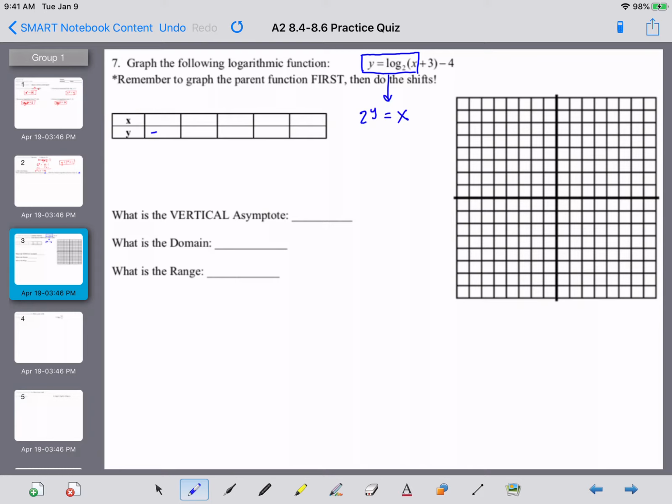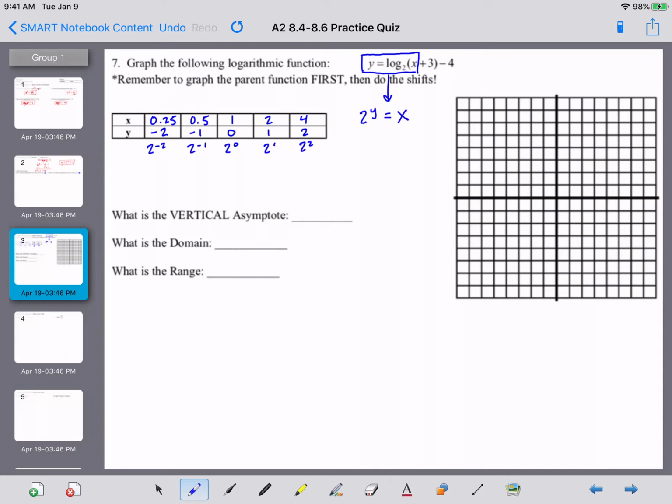So I'm going to use those five y values, but I'm filling those into the y. So we're going to do 2 to the power of negative 2. That's going to give me my first x value, which is a fourth, or 0.25. This is 2 to the negative 1, which is a half, or 0.5. You're more than welcome to plug these in the calculator if you're not sure what they equal. 2 to the power of 0 is 1, 2 to the power of 1 is 2, and 2 to the power of 2 is 4.